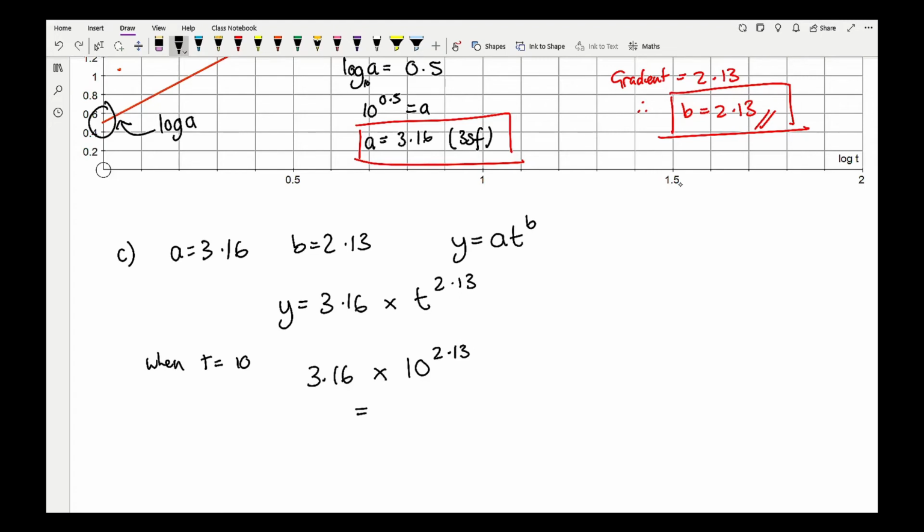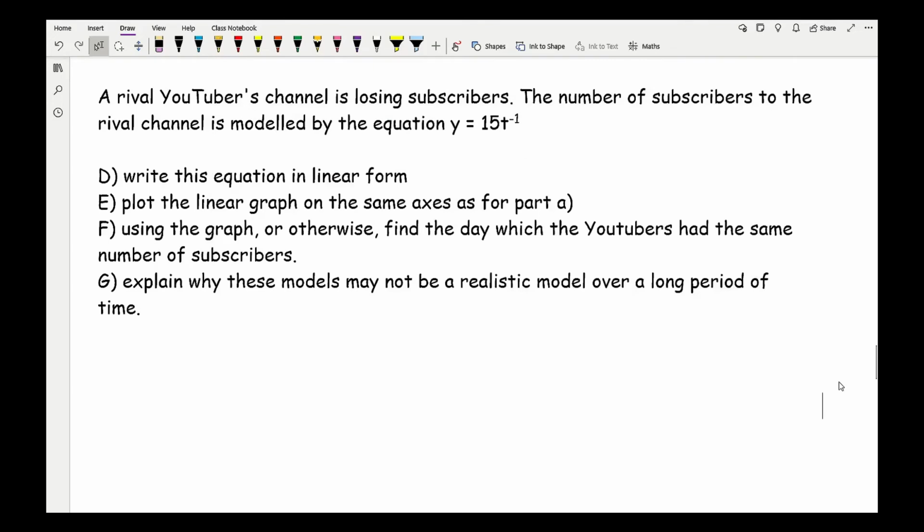So 3.16 times 10 to the power of 2.13 gives me an answer of 426.27 and so on. So I would say, rounded, it would be 426 subscribers. Now the important thing with this is that you're using the values that you have found from your graph or what you have calculated. Now continuing from this question, it says that a rival YouTuber's channel is losing subscribers. I know that feeling. It says that the number of subscribers to the rival channel is modeled by the equation y equals 15t to the power of -1.